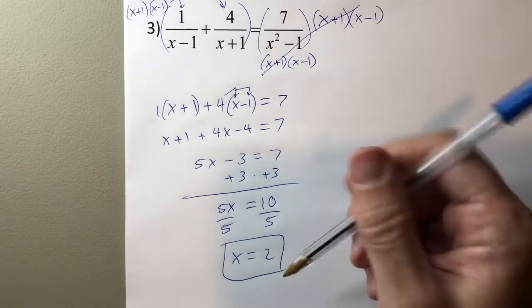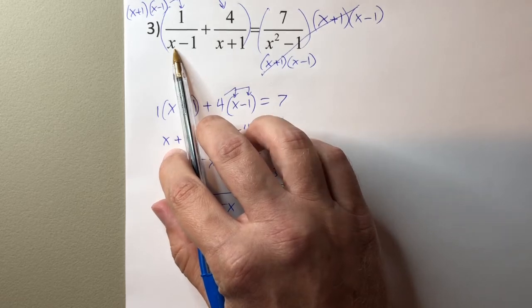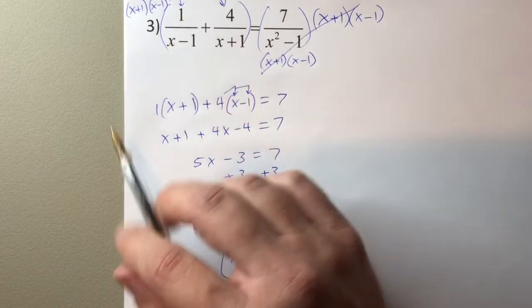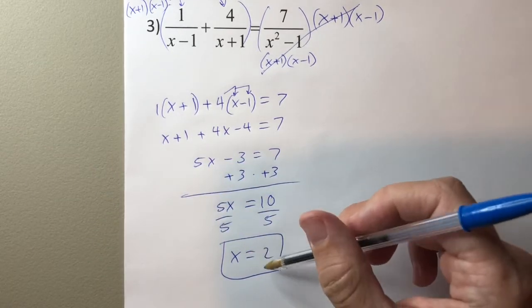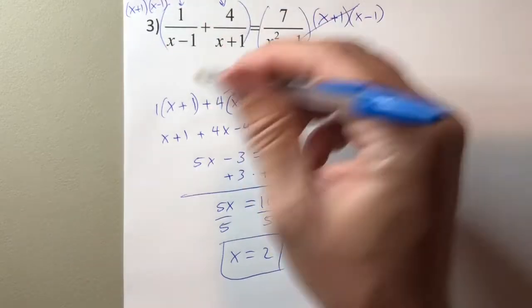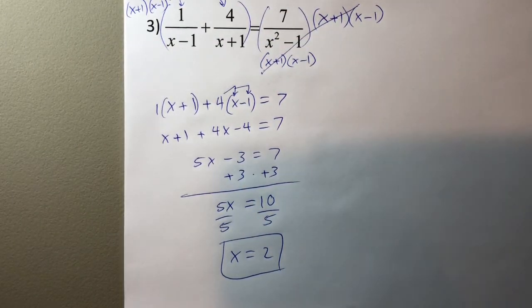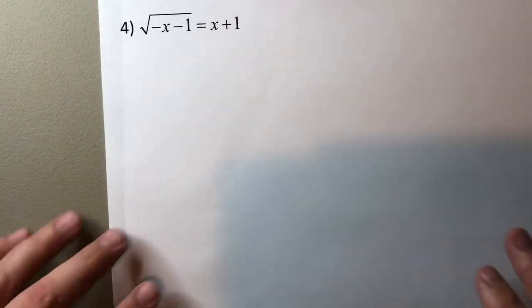For example, what if we got x equals 1? Well, if you were to plug in a 1 here, 1 minus 1 is 0. That would lead us to an undefined situation. So therefore, if you did hypothetically end up with x equaling 1, 1 would not be a solution here. It would be considered an extraneous solution. All right, moving on to example number 4.